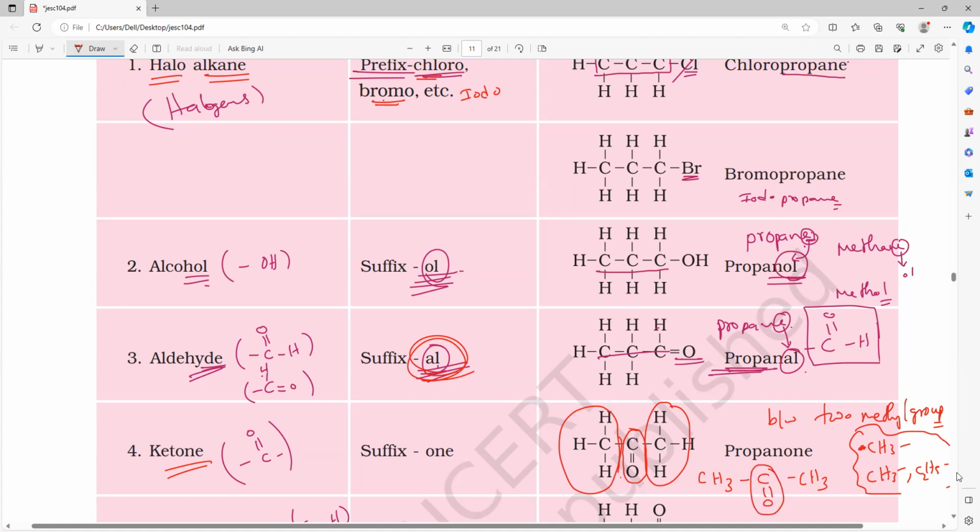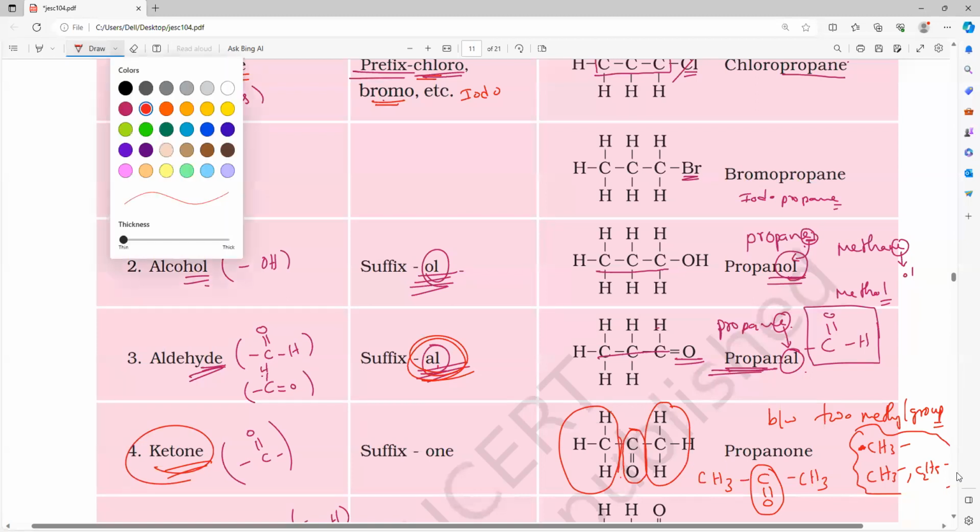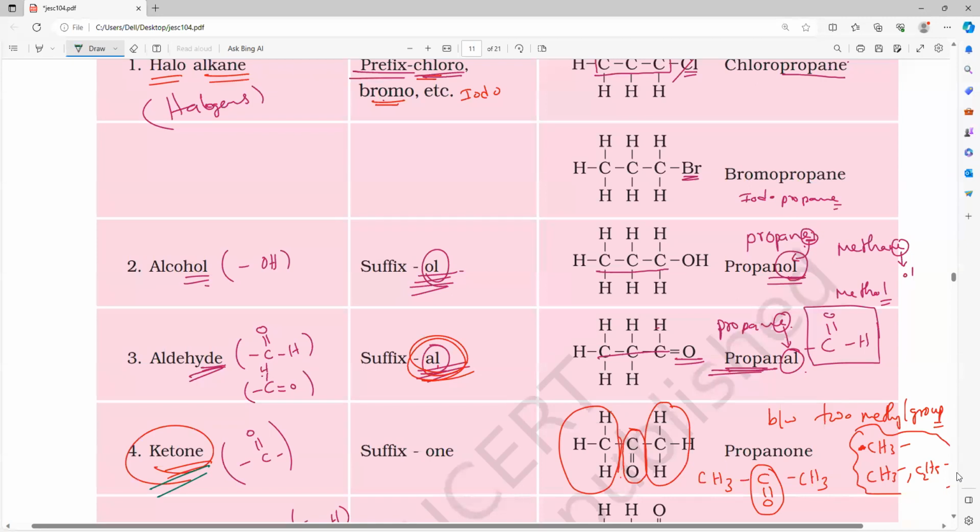So what is it, everybody? Ketone. What is the functional group present? Ketone, between two methyl groups. Don't think the two methyl groups are the same. They may be different alkyl groups, not methyl groups. Either it is methyl or propyl or ethyl or butyl, whatever it is. If you see the double bond O between them, that is called a ketone.